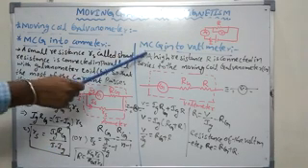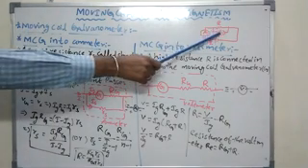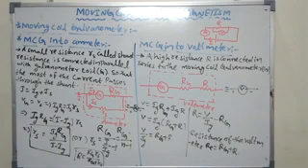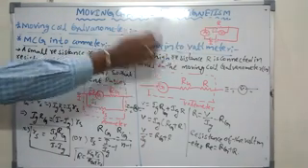Next, moving coil galvanometer into voltmeter. In the circuit, how do we measure the potential difference across a resistor? By using a voltmeter. How is this voltmeter connected? In parallel to the resistor.